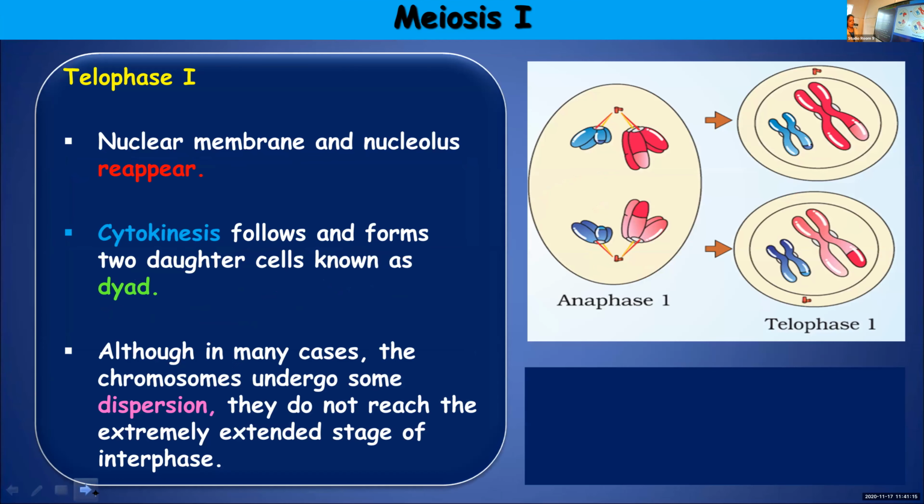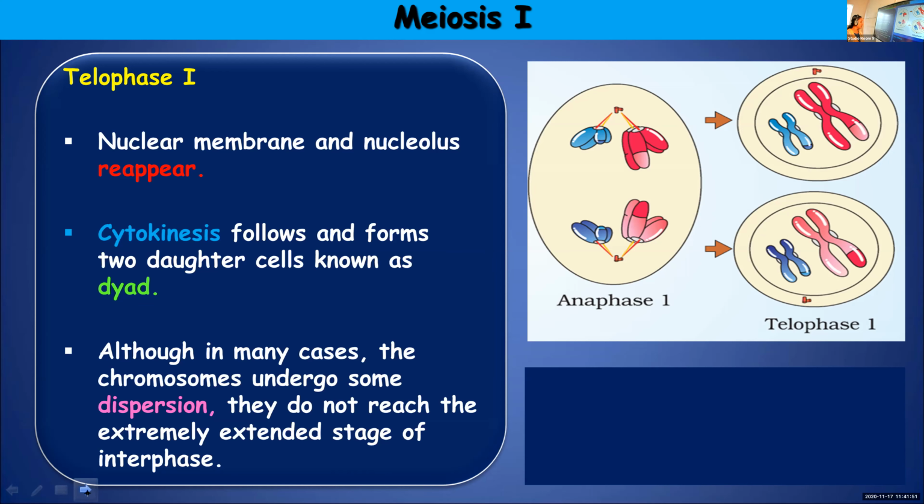Now telophase 1. In telophase 1, the nuclear membrane and nucleolus will start to reappear. Then chromosomes will undergo some extent of dispersion. They will not get completely extended as in the case of interphase, but definitely they will undergo some amount of dispersion. The reason is that this particular stage will be followed by meiotic 2 division.